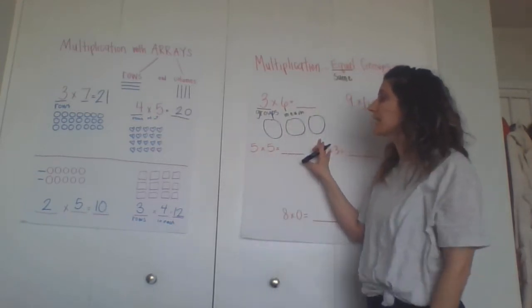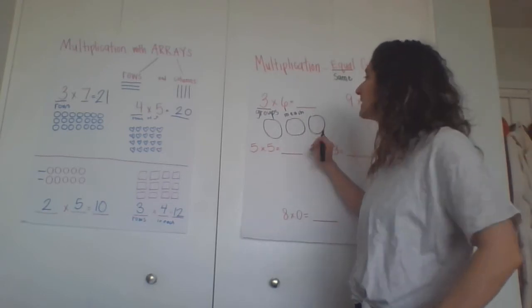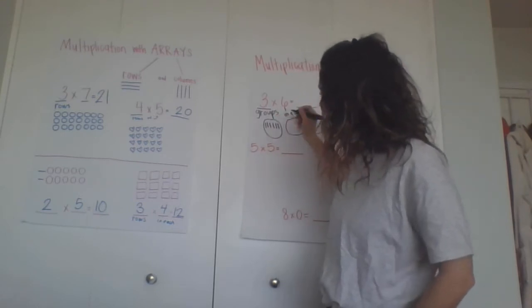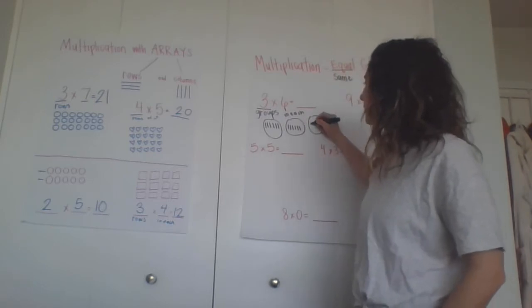Okay, so 3 times 6. I have my 3 groups. I need to put 6 in each. 1, 2, 3, 4, 5, 6. 1, 2, 3, 4, 5, 6. 1, 2, 3, 4, 5, 6.